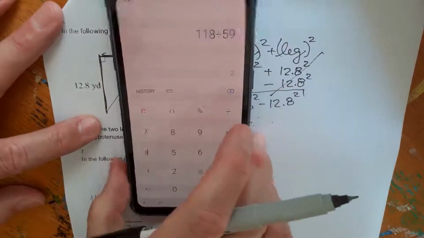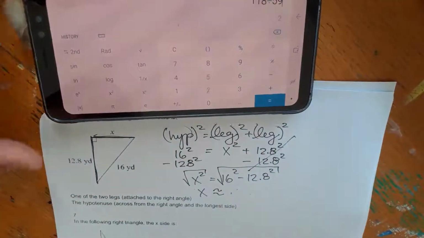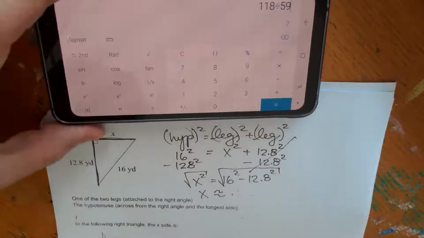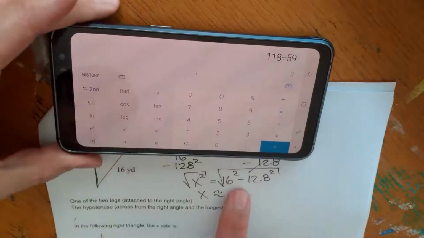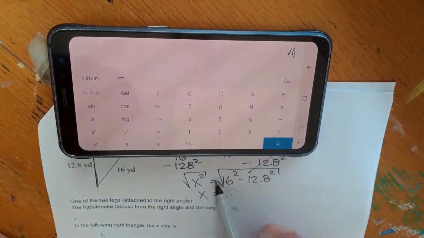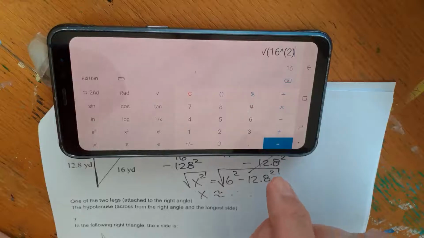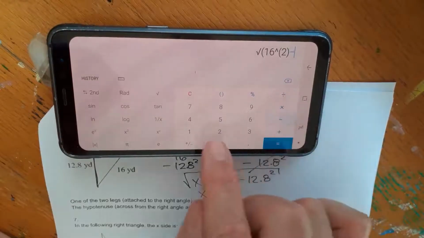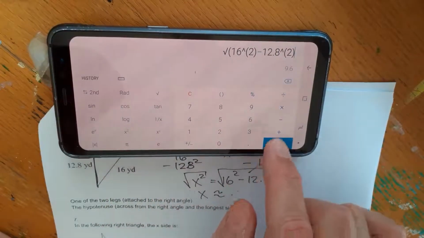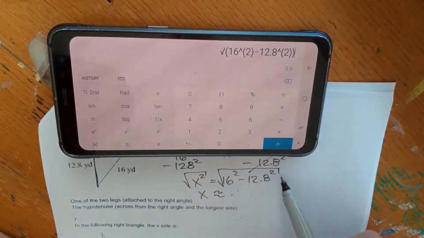Go to your calculator, turn your calculator sideways so that we get the full functioning calculator, because we're going to need some square roots here. And we're going to type in the whole problem straight away. We're not going to do this in separate pieces. So we're going to clear, say square root, 16 squared, there we go, minus 12.8 squared. We're going to close this all in parentheses. That means the square root is taking of all that.